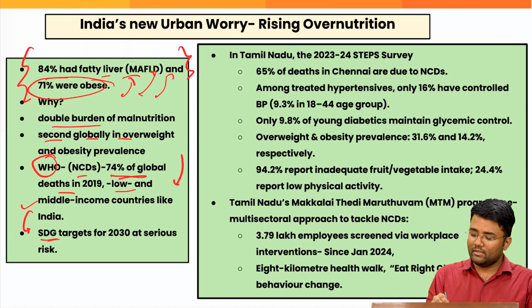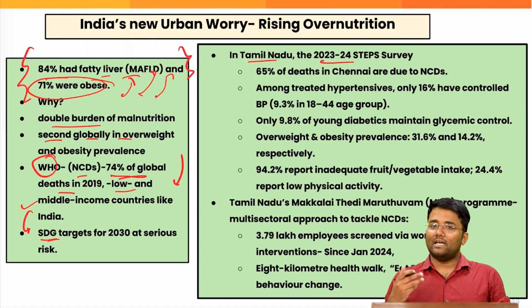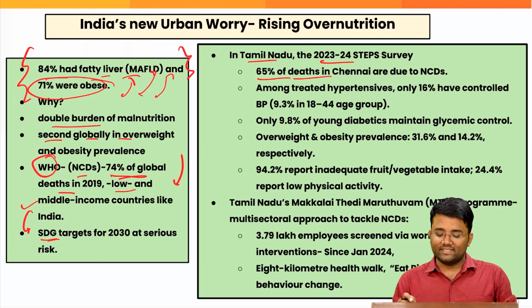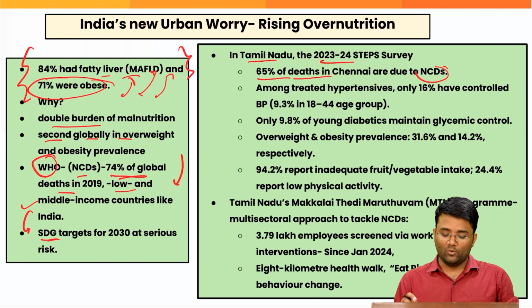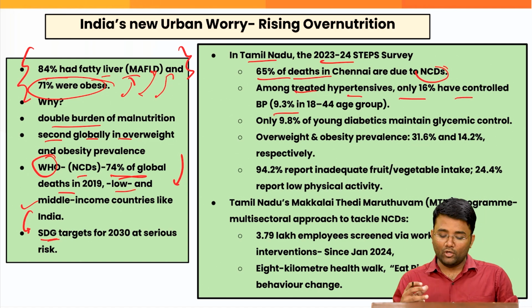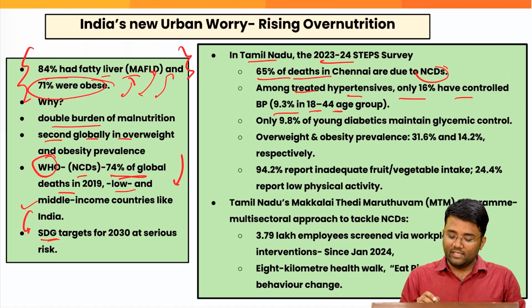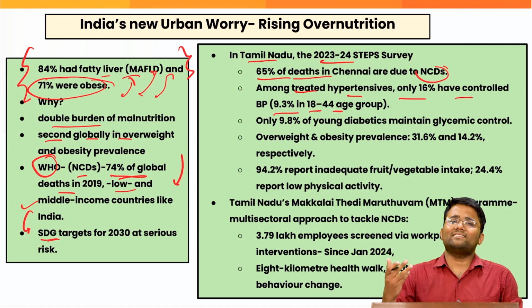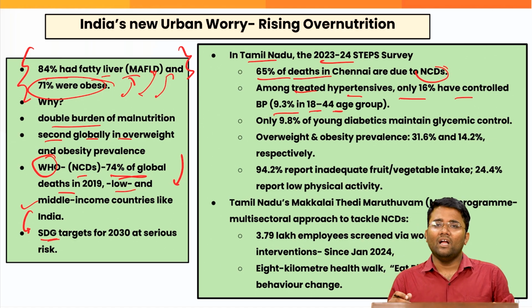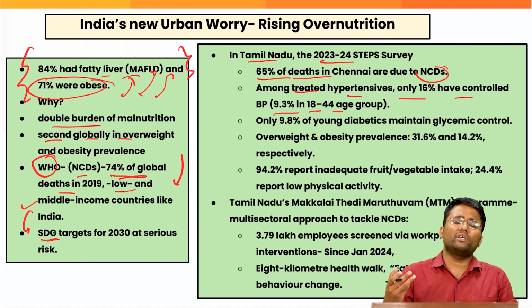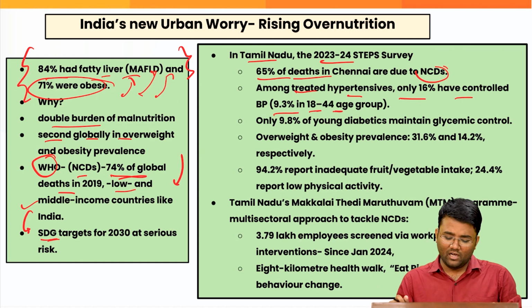Also, in Tamil Nadu in 2023-24, a STEPS survey was conducted, and it said that 65% of deaths in Chennai are due to non-communicable diseases. Among treated hypertensives, only 16% have controlled blood pressure, and 99.3% of that was in the 18 to 44 age group. This is because of the too much pressure they are subjected to related to their work, whether in office or at home, which leads to high blood pressure, hypertension, etc. Only 9% of young diabetics maintain glycemic control.